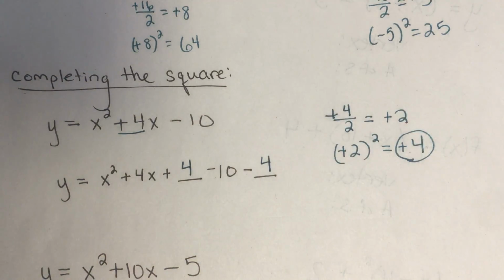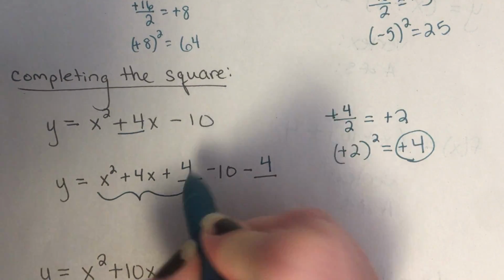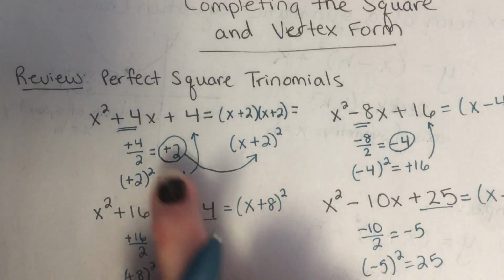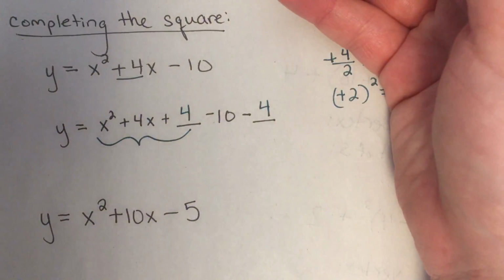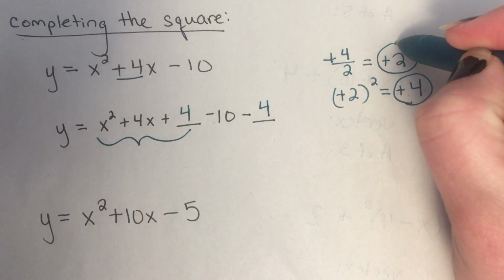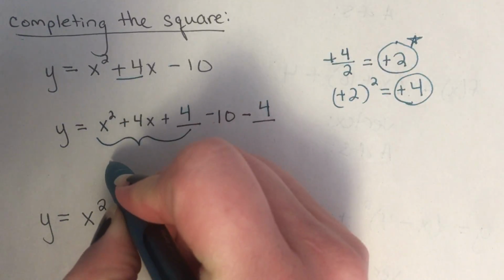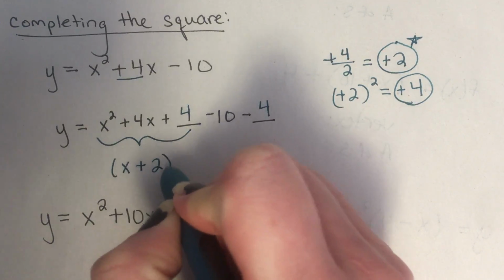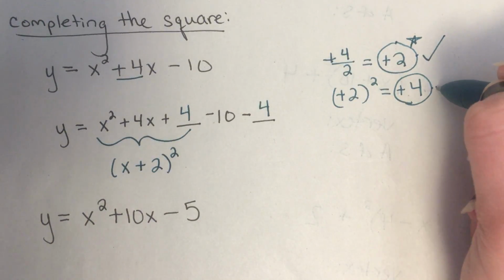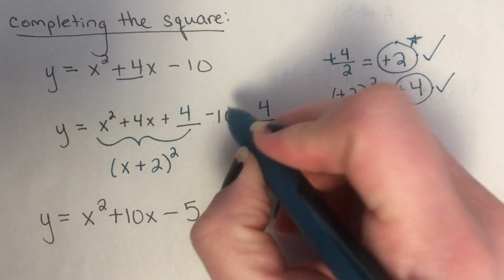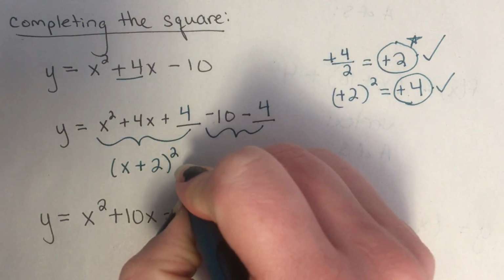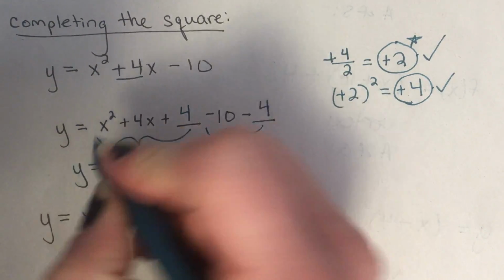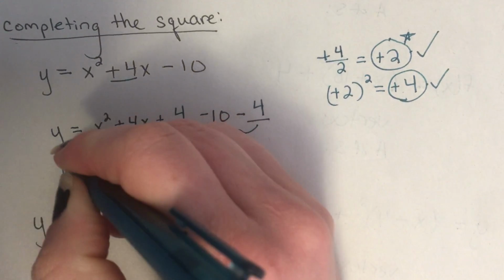Now I can take my first 3 terms, and you'll notice this first 3 looks exactly like the one we have up here. So I can rewrite it in its factored form. Now the shortcut is the same one we can use before. When we divided by 2, this is what's going to go into our parentheses. So this becomes x plus 2 squared, right? I already used the plus 4 and minus 4. And now my last step is to simply add or subtract whatever these last two numbers are. So I'm going to get negative 14. And this is now what's called vertex form.